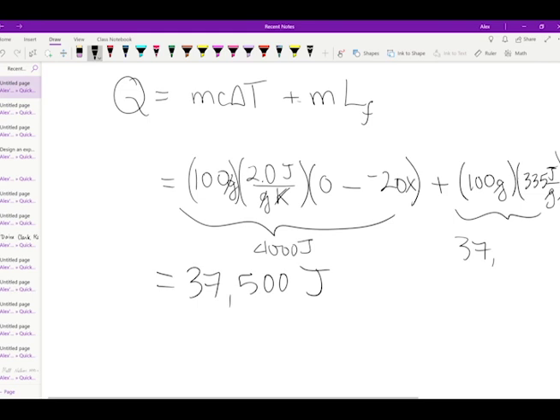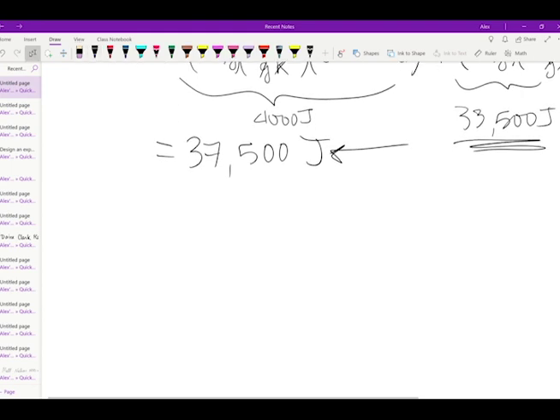And you notice that the melting part of it was more by far. Look, this was only 4,000 joules. This was 33,500 joules. That's a lot more. Okay, so that's our answer right there.